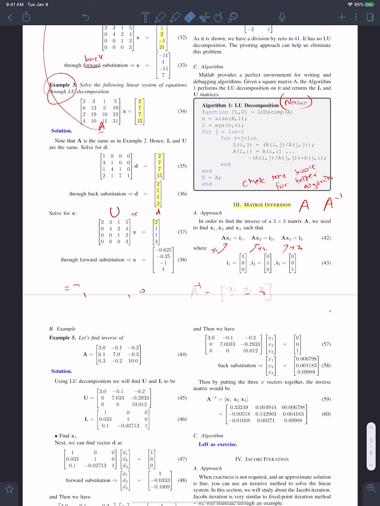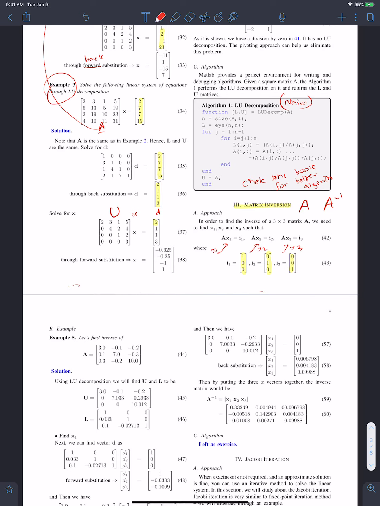And then what are I1, I2, and I3? These are very special matrices. That is each row of the identity matrix. I1 is 1, 0, 0. Obviously, it's a 3 by 3 example. I2 is 0, 1, 0. And I3 is 0, 0, 1. So if A is 3 by 3 in this example, so A is 3 by 3.